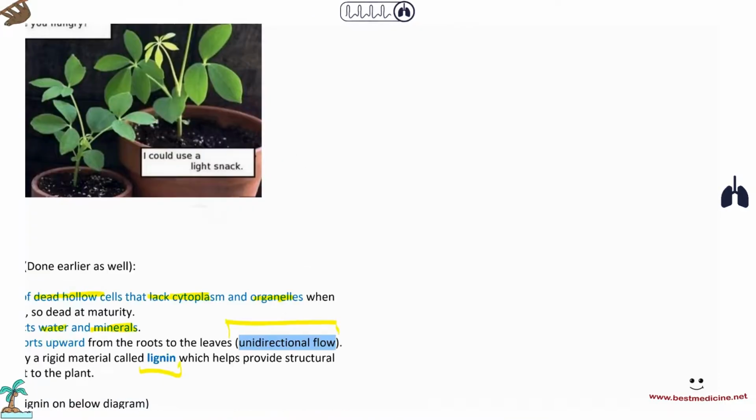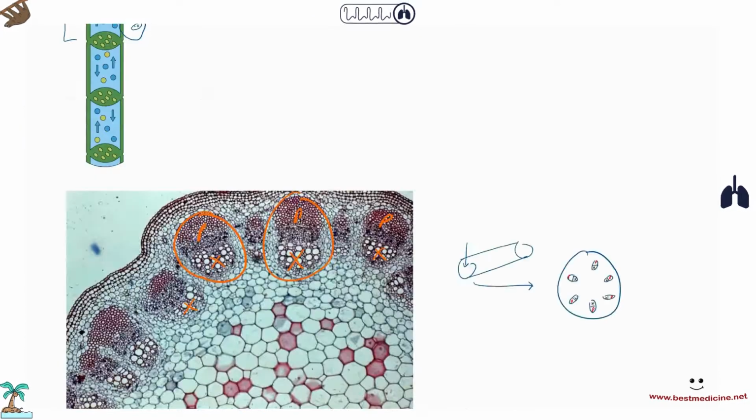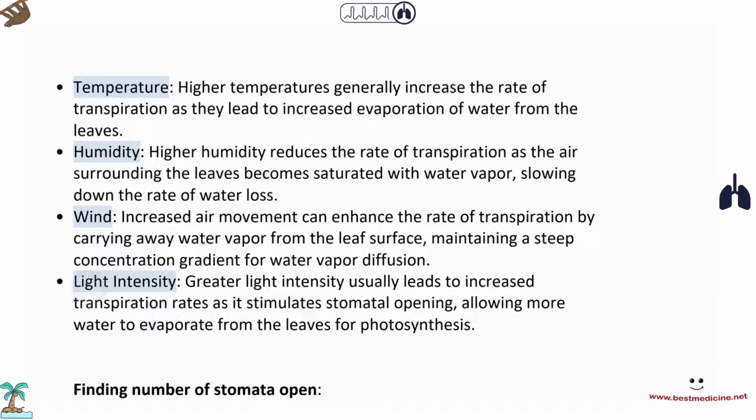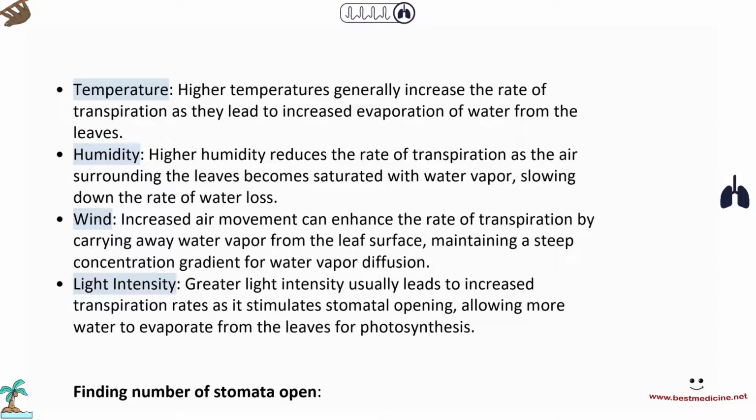Okay, so let's have a look at your neat notes. So again, factors that affect the rate of transpiration. Temperature, number one. Temperature would cause an increased rate of transpiration because there is increased kinetic energy of molecules. Number two, humidity. Higher humidity reduces the rate of transpiration as the air surrounding the leaves becomes more saturated with water vapor. So higher humidity would decrease the concentration gradient, and lower humidity would facilitate it.